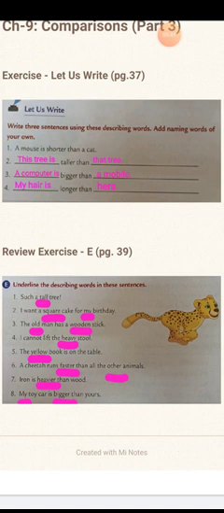Number two, I want a square cake for my birthday. So here the naming words are cake and birthday. So what shape of cake I want? Square. So square is a describing word. And whose birthday? I am talking about my birthday. So here my is also a describing word.